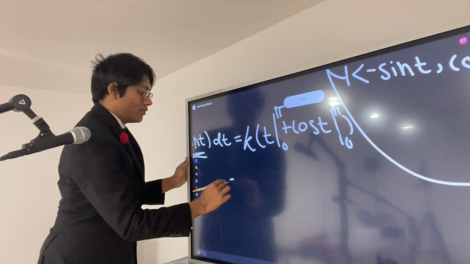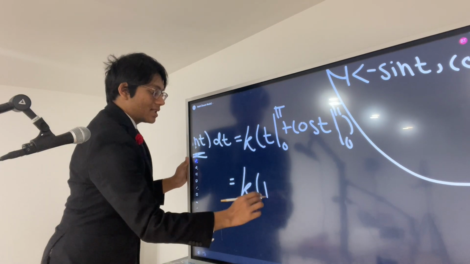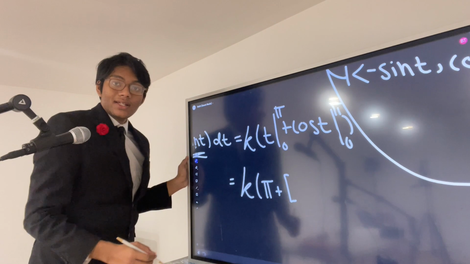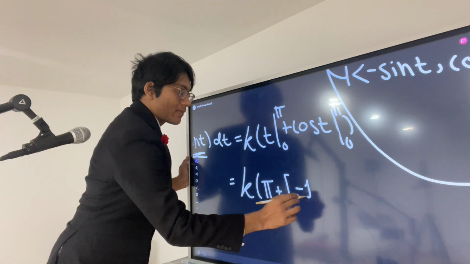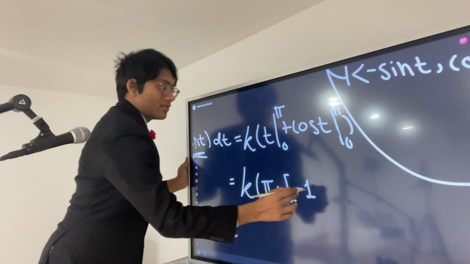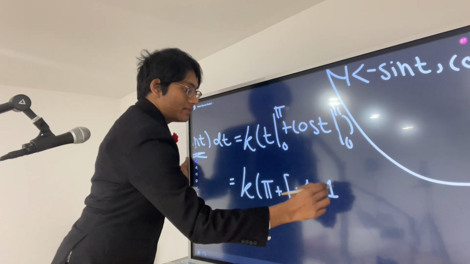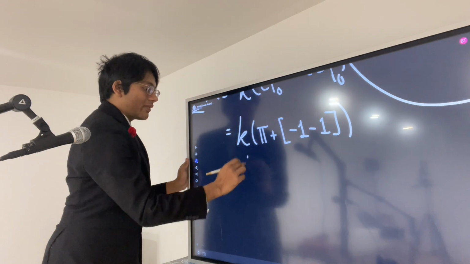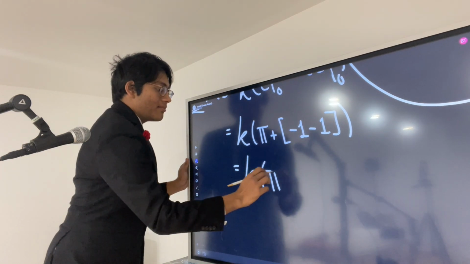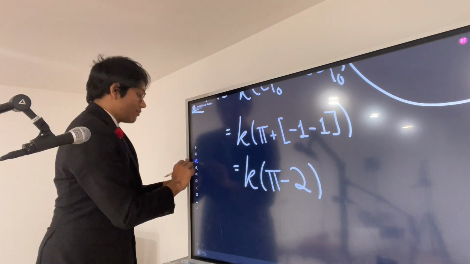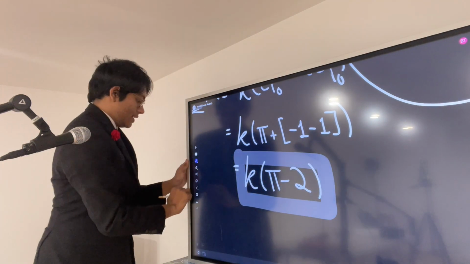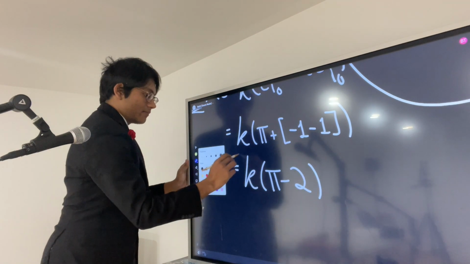So this is simply what? K times, again, pi, plus, here we have something different. Cosine of pi is what? That's negative 1. Cosine of 0 is what? Cosine of 0 is 1. But we're subtracting them, so it's minus 1. And so I'm going to have K times pi minus 2 for my total mass, for the total mass of my variable density wire. And let's go ahead and box that in.